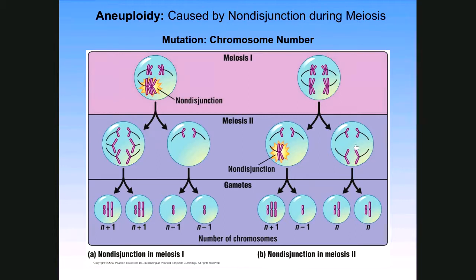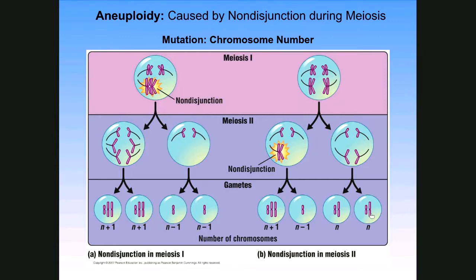In the other nucleus, everything goes fine. So in this case, if nondisjunction happens during meiosis 2, 50% of the gametes produced are not haploid. They're aneuploidy. They're either carrying one too many or one too few chromosomes. 50% are normal. They're true haploid gametes.